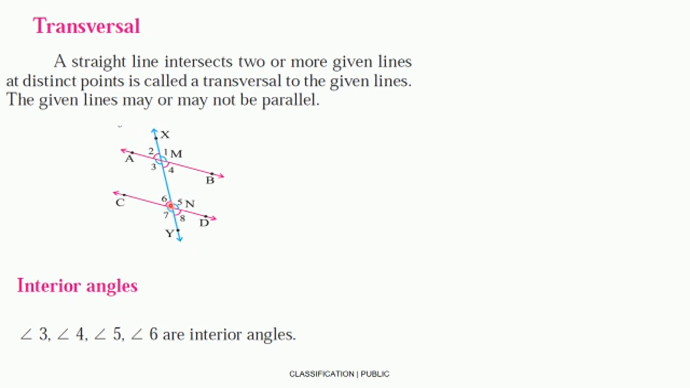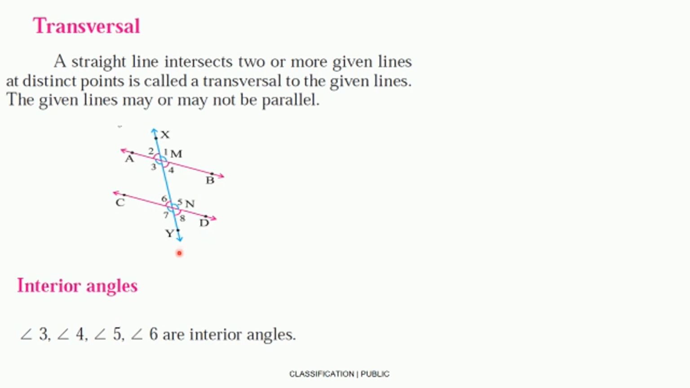So a straight line intersects two or more given lines. Here two lines are given, so the two lines meet at distinct points. Here one point and here one point. So a line meeting at distinct points is called a transversal. The lines AB and CD may or may not be parallel. That is a condition.